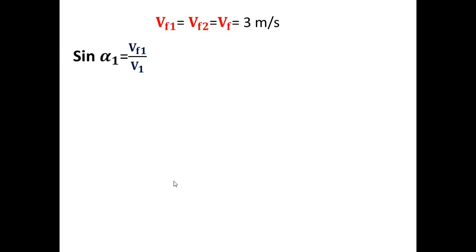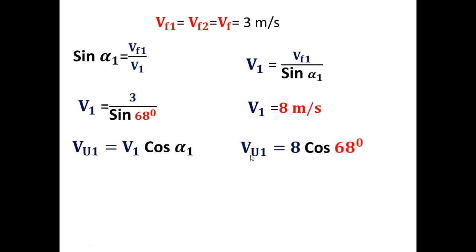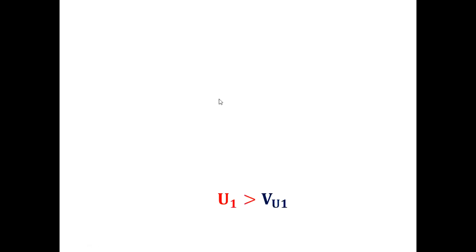Flow velocity is given. Sin alpha 1 is equal to, always in the turbine, Vf1 is equal to V1 sin alpha 1. Therefore V1 is equal to this one. We got the V1 value. Similarly Vu1 is equal to V1 cos alpha 1. Already I told you, in the turbine also, Vu1 is equal to V1 cos 68. U1 is equal to this much. U1 is greater than Vu1.